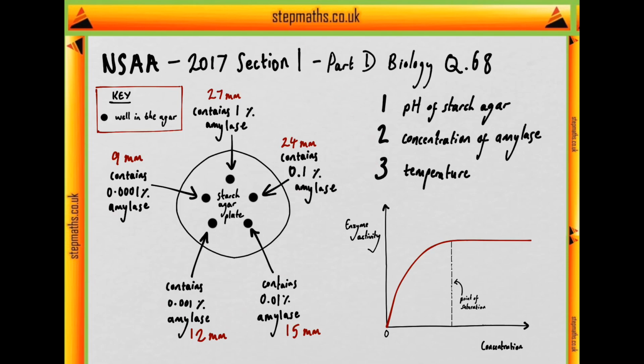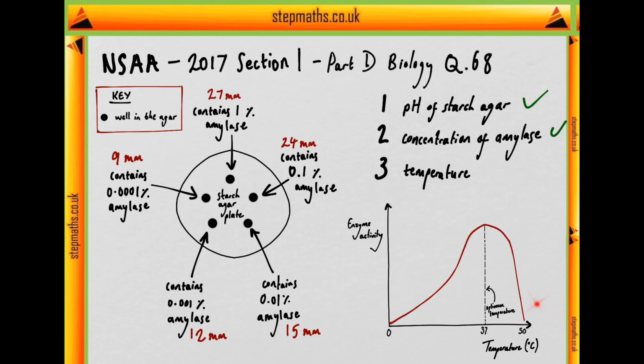Now, if we have a look here, there is a continuous trend of increase which corresponds to the increasing arc of the graph. So we can say, yes, concentration of amylase does affect enzyme activity. So both of these are right so far. We can mark that on. And now let's move on to temperature.